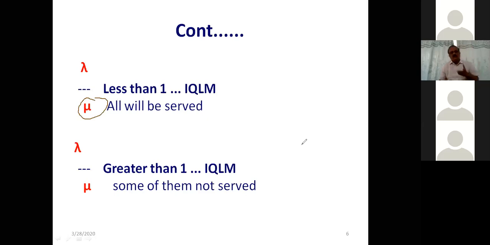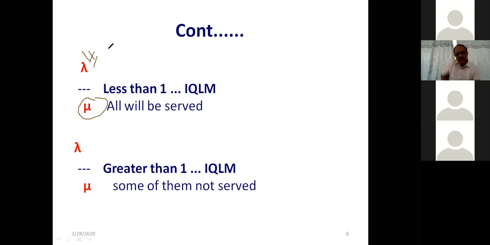So what happens when lambda by mu is less than 1 and if it is greater than 1? If traffic intensity, that is the ratio of mean arrival rate to mean service rate, is less than 1, in that case lambda will be less than mu, and hence the ratio will be less than 1. So if arrival rate is less than the service rate, what will happen? The system will get more time, and it is quite possible that each and every customer, each and every arrival entering that particular system will be served. So if traffic intensity is less than 1, every arrival will be served.